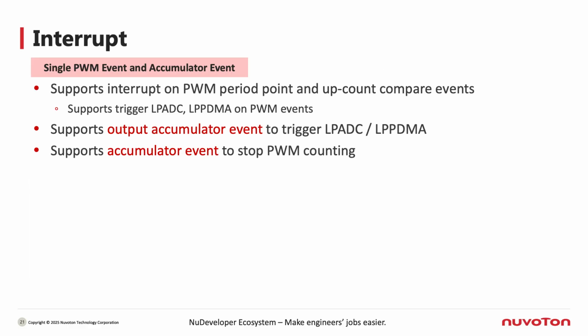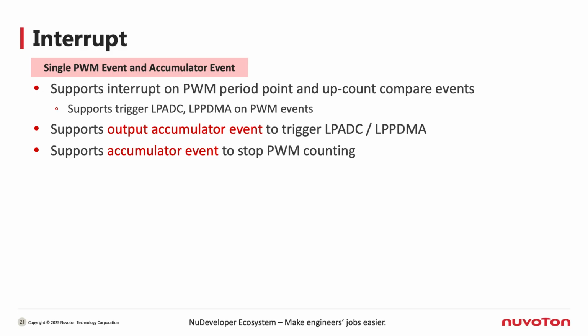The low-power timer PWM has two main types of interrupts. The first type is direct, not using the event accumulator. These are the interrupts we mentioned earlier, which occur when the counter reaches the compare value or the period value. The second type uses the event accumulator, allowing the compare and period interrupts to accumulate over multiple occurrences before actually generating an interrupt. Both types of interrupts can be used to trigger the LPADC or the LPPDMA, providing flexible control for low-power operations.